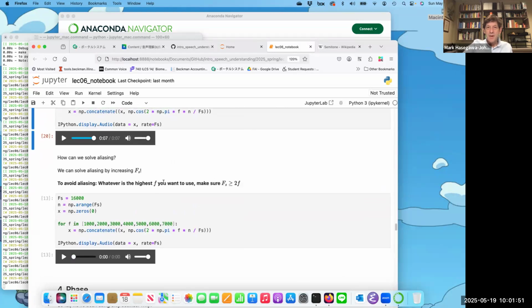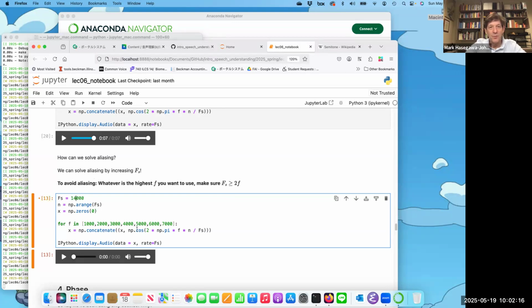We avoid that by making sure that whatever frequency you want to play back, you need to have a sampling rate which is greater than or equal to twice that frequency. So for example, if we want to play the notes between 1000 and 7000 hertz, then we need to have a sampling rate which is more than 2 times 7000. At least 14,000, or here I'll make it 16,000 just to make sure that we have enough. Actually, let me make it 14,000. I wonder if that will work. 14,000 should work out all right.